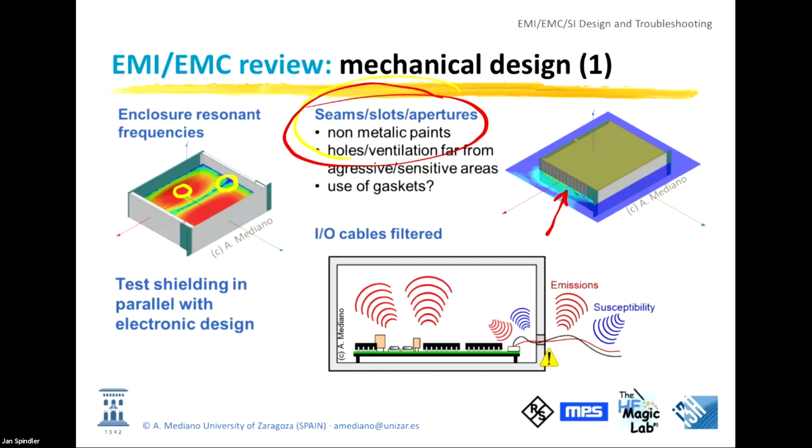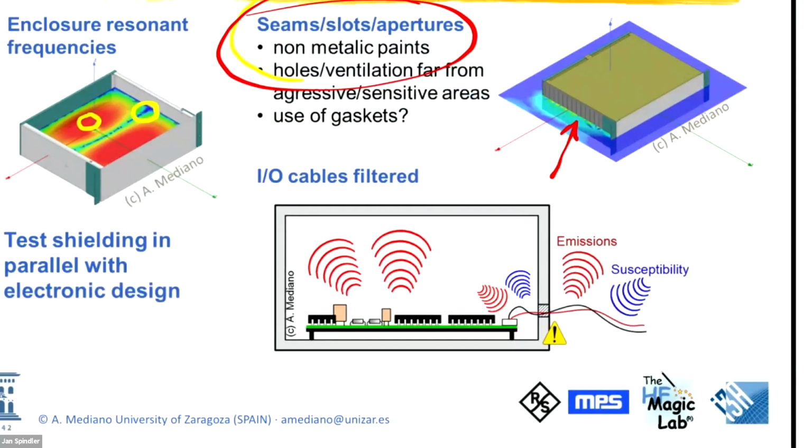The slots and apertures, ventilations. The other possibility to review is the input and output of cables. You have the perfect shield, but you open a hole, and through the hole you put the power supply cables, the USB cables, the Ethernet cables, I don't know. Then the energy goes in and out very easily. So usually it's very important to filter or connect properly the shield of the cables in the enclosure.